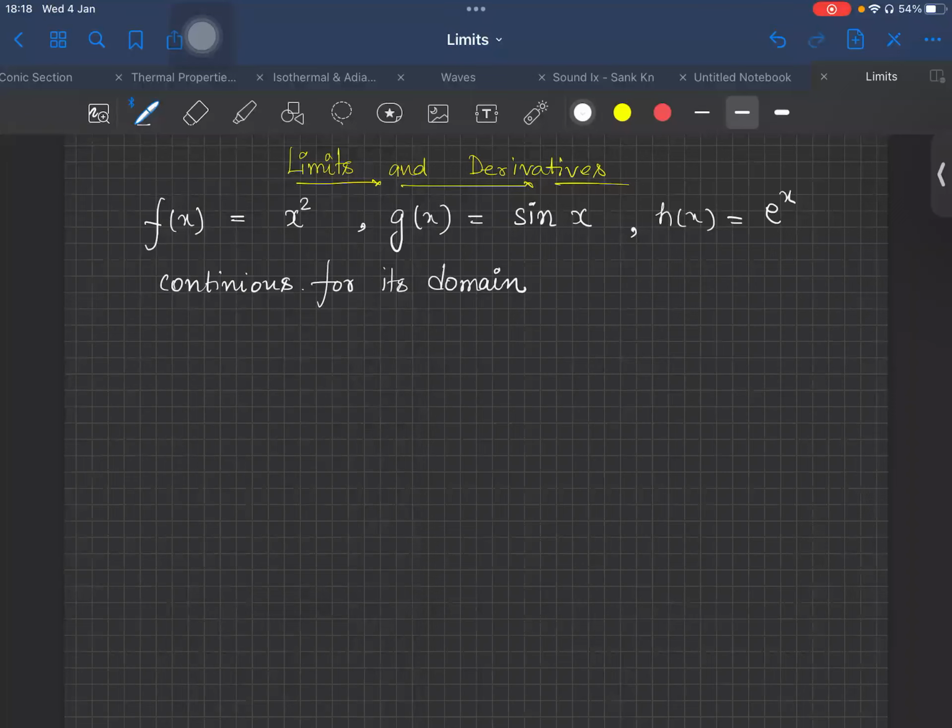We'll try to understand with the help of an example. Let's say there is a function f of x which is equal to x minus 1 upon x minus 1. In so far what we have studied, you can just cancel out and write 1, so f of x is equal to 1. But not so fast. Let's pause for a minute and think about it. Is it really 1?